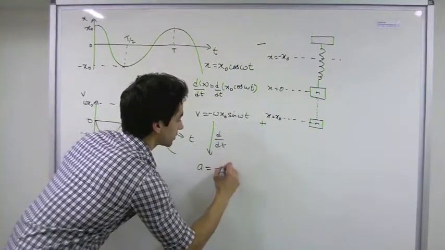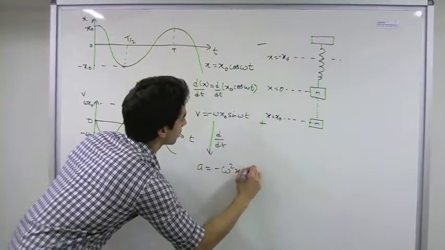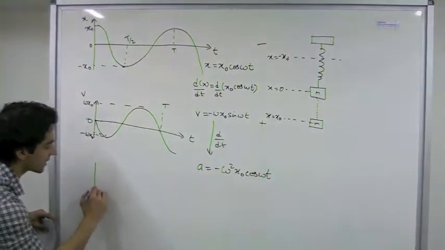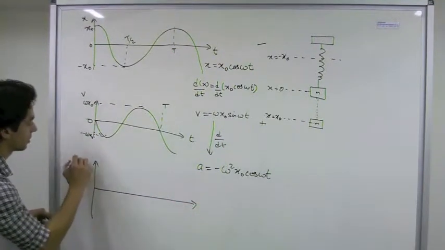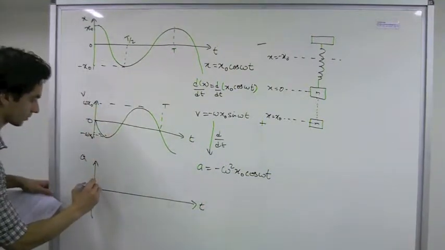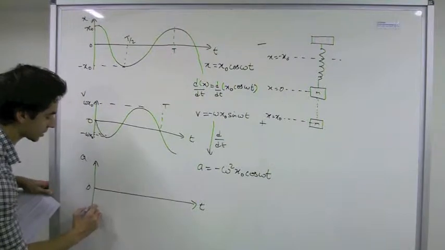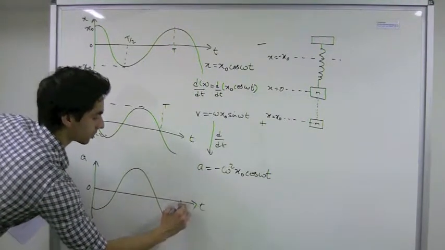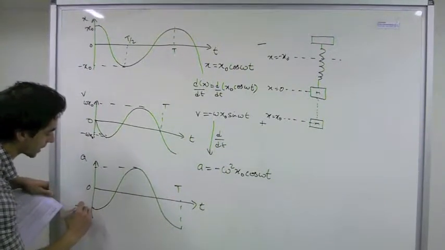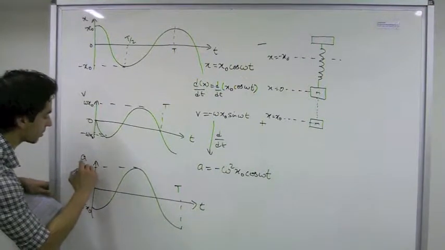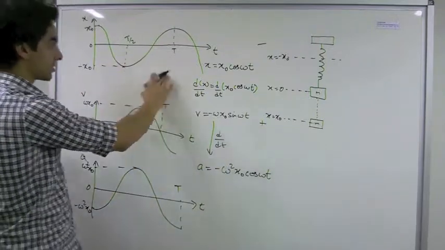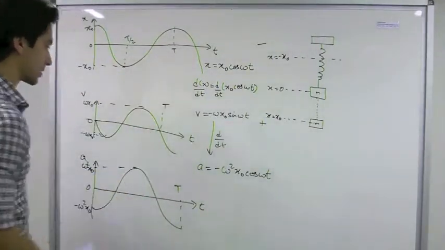Differentiating this curve gives us minus omega squared x naught cosine omega t. So this would tell us how acceleration varies with time. That's a minus cosine curve. And the maximum and minimum values again are omega squared x naught and minus omega squared x naught. So these are three curves of displacement versus time, velocity versus time, and acceleration versus time.